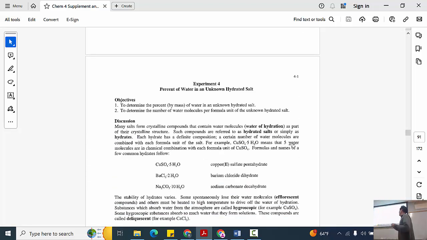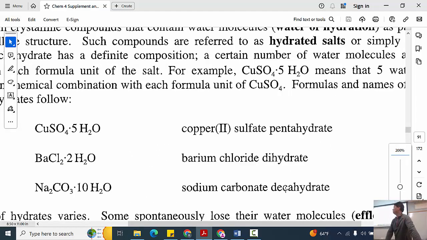Experiment 4 we're not going to do this semester. It's an interesting experiment. It's the percent water in an unknown hydrated salt. So this is a hydrate that we looked at before, copper 2 sulfate pentahydrate. We have other hydrates too. Barium chloride can't hold that much water. So for barium chloride, it's a dihydrate. Sodium carbonate can hold even more water. Sodium carbonate is a, what do we call this? Tenhydrate or decahydrate. So sodium carbonate decahydrate is the name.